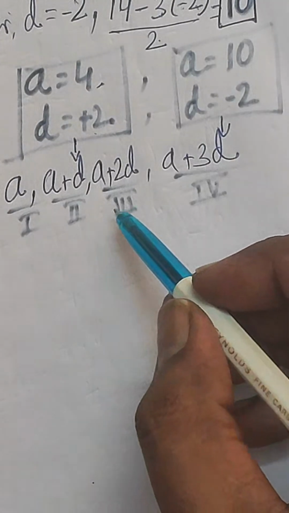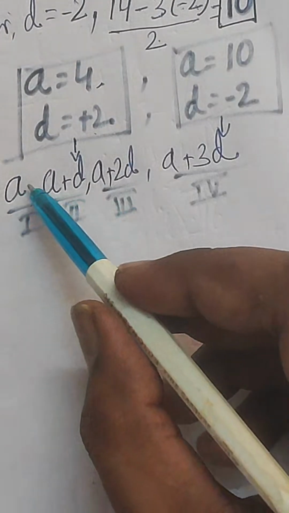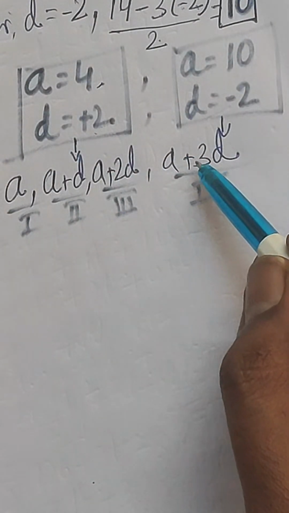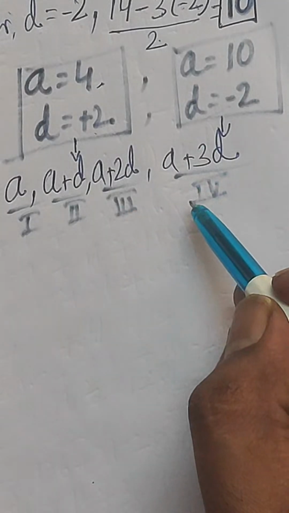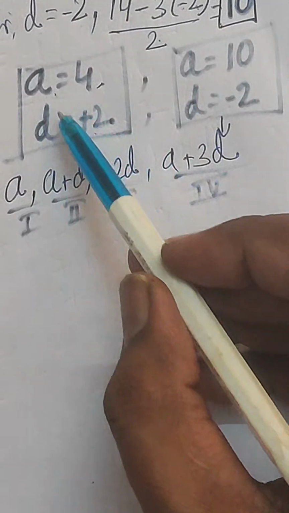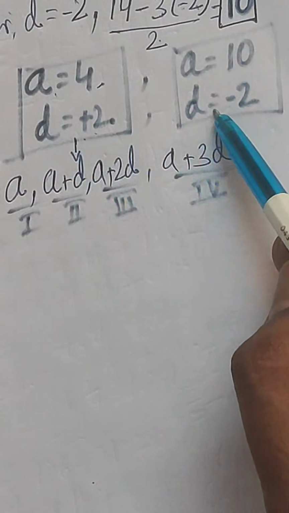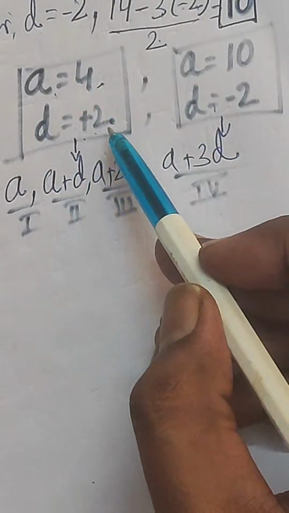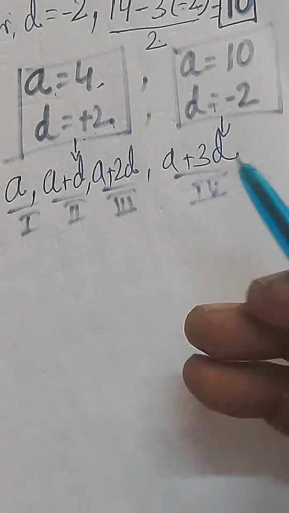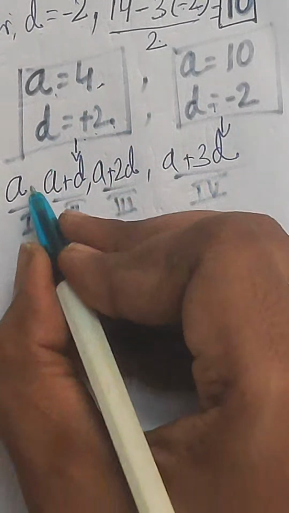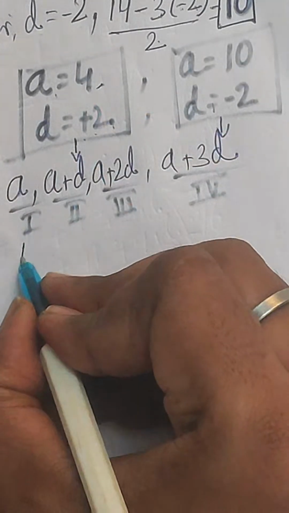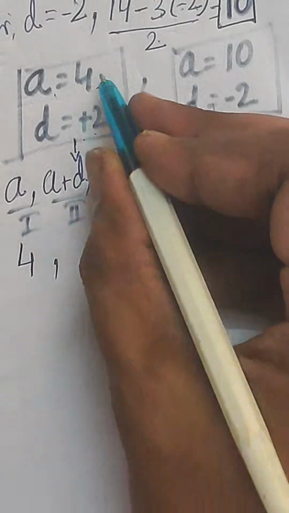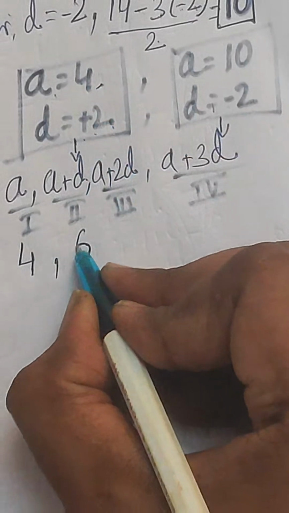Because the condition given in the question was that the sum of the four numbers of those AP is 28 and the sum of their squares is 216. Based upon that, we derive two sets of values of A and D, right? So for A equal to 4 and D equal to plus 2, we have the AP. The first term of AP will be 4. Second term of AP is A plus D, that is 4 plus 2, that is 6.